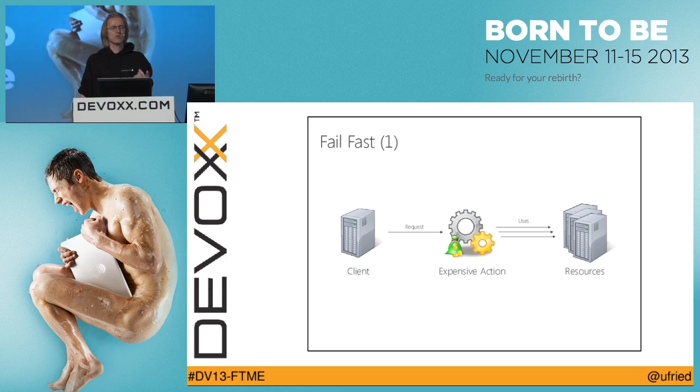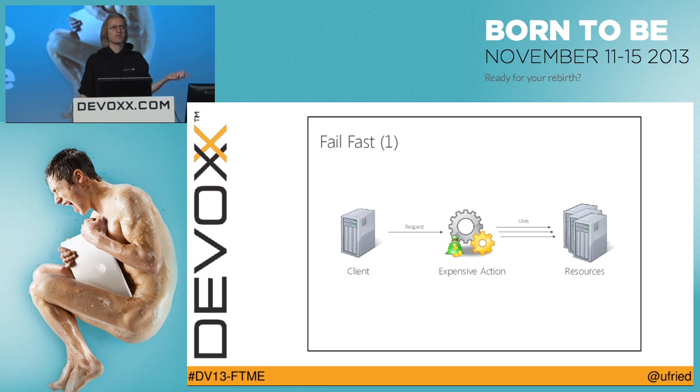So your client is going to call some kind of expensive action, which is going to use a lot of resources. Then instead of letting this action run and run and run, and at the access of the last resource, it's going to figure out, oh dear, this last resource isn't available. It's better to check all that stuff quite at the beginning and then to fail immediately, instead of letting it run all the way through and doing all that expensive stuff. So if you're going to fail, do it fast.